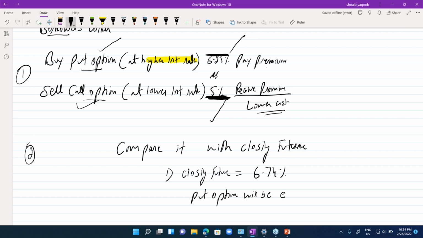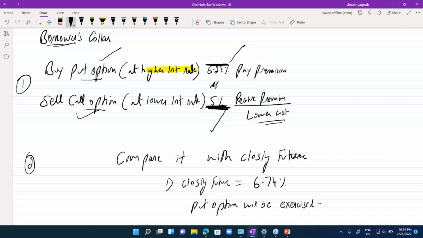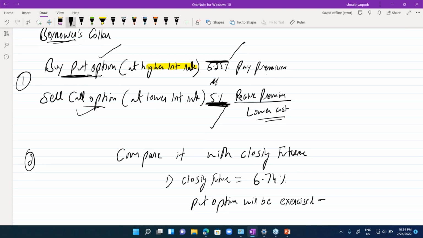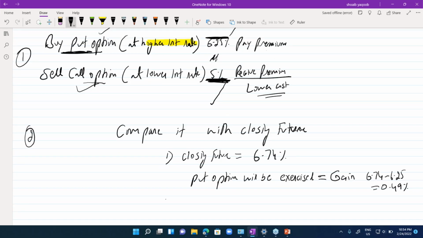And who has the put option? We are the borrower. We have the put option. Guys, if we have the put option, we will only exercise if we are getting the gain. 6.74 minus 6.25, so the gain will be 0.49%.